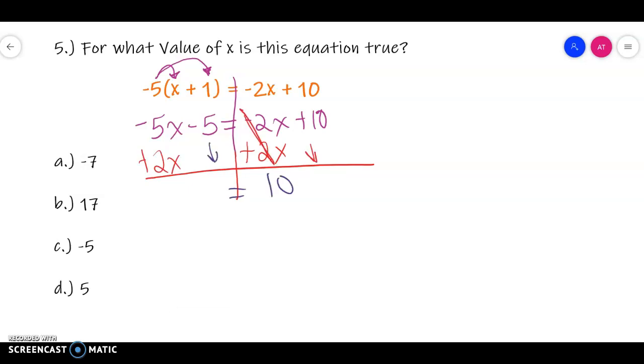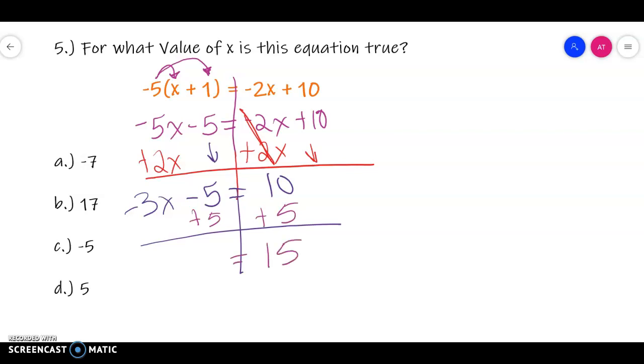We noticed that some of you guys were combining negative 5x and a negative 5 to get a negative 10x, and that's not right. Remember, x's only stay with x's, non-x's stay with non-x's. A negative 5x plus a 2x is a negative 3x. Now I need to get negative 3x by itself by adding 5 to both sides.